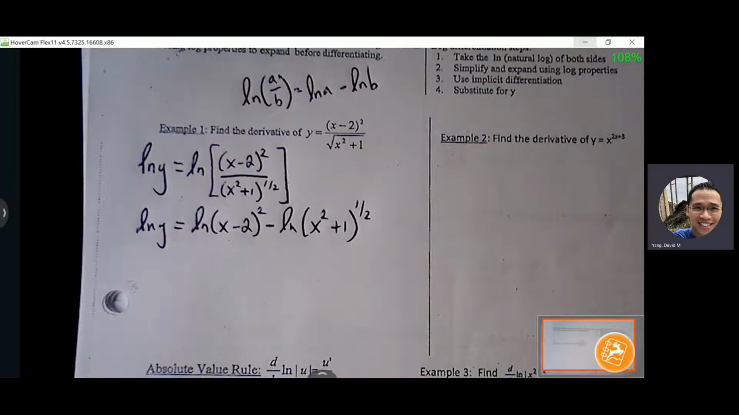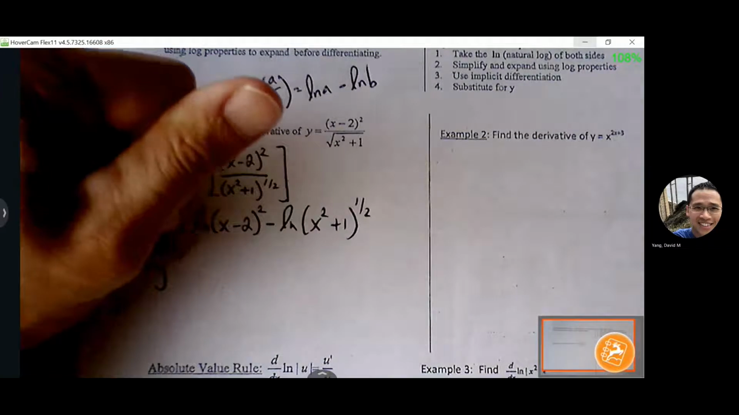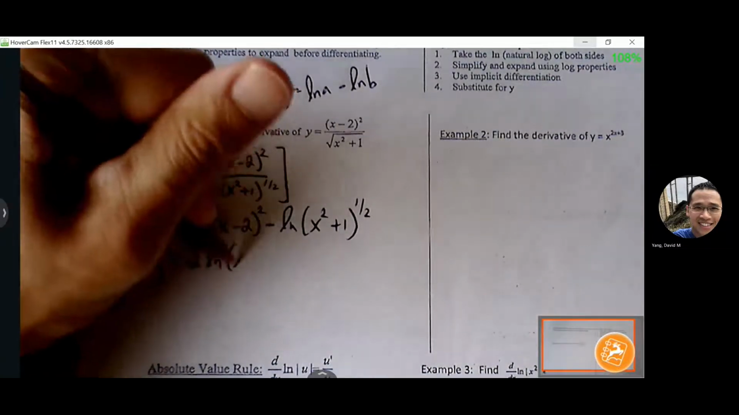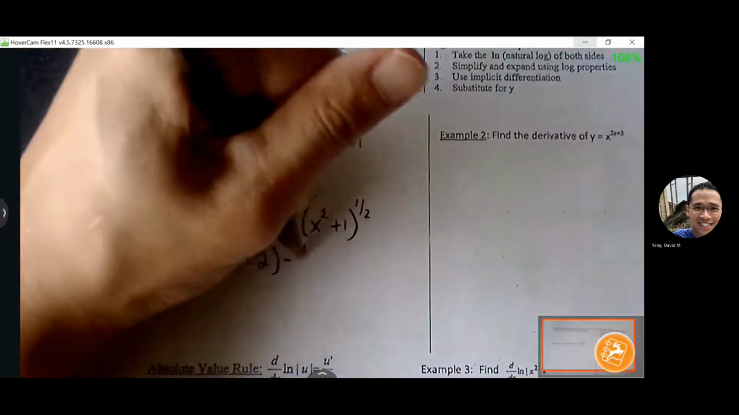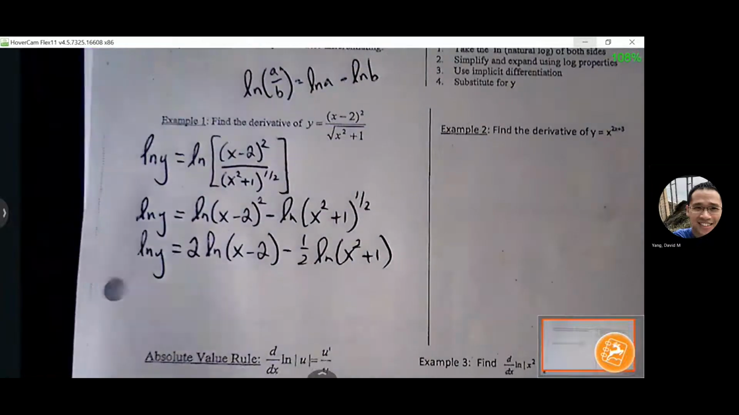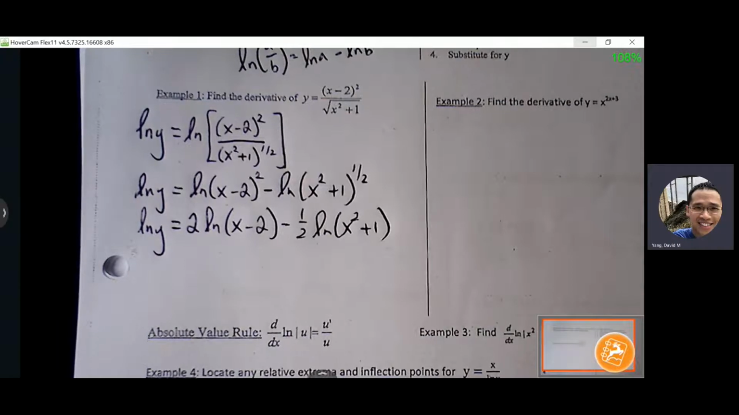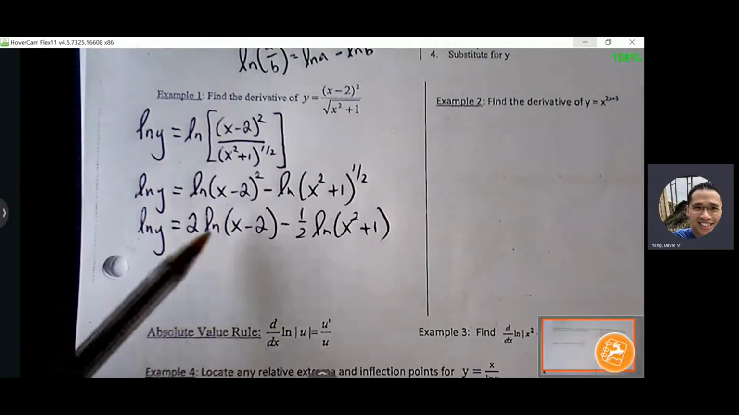Okay, what else can we do to expand? Exponents can go in the front, right? Both sets of exponents. So now all my expressions feel relatively easier or much easier than before. So now I'm just going to take the time to find the derivative of each of these three terms.